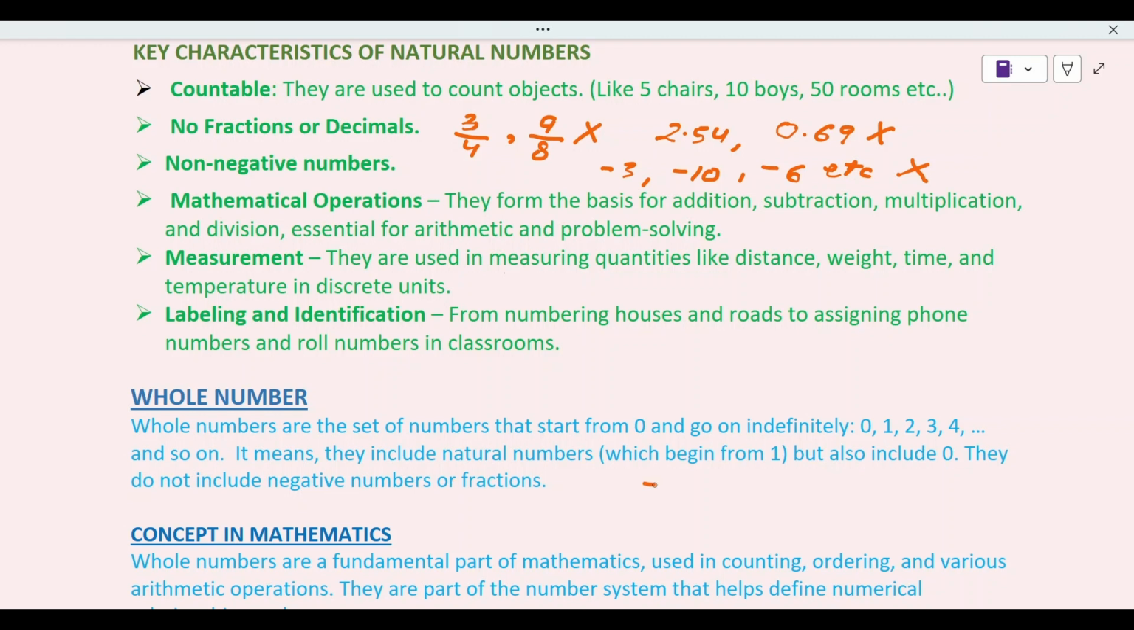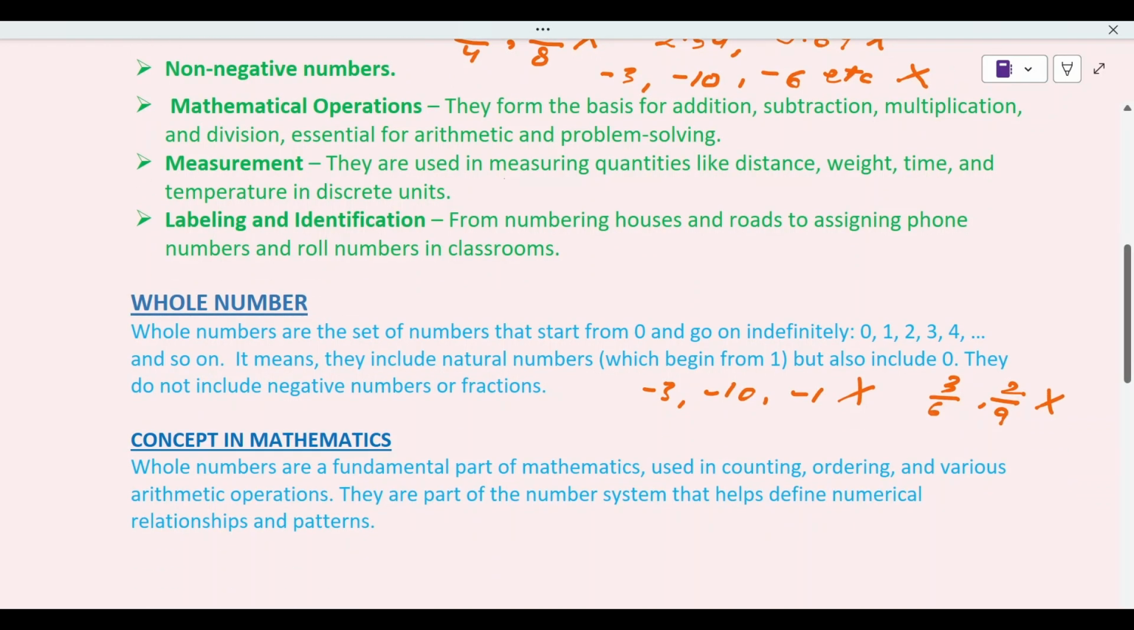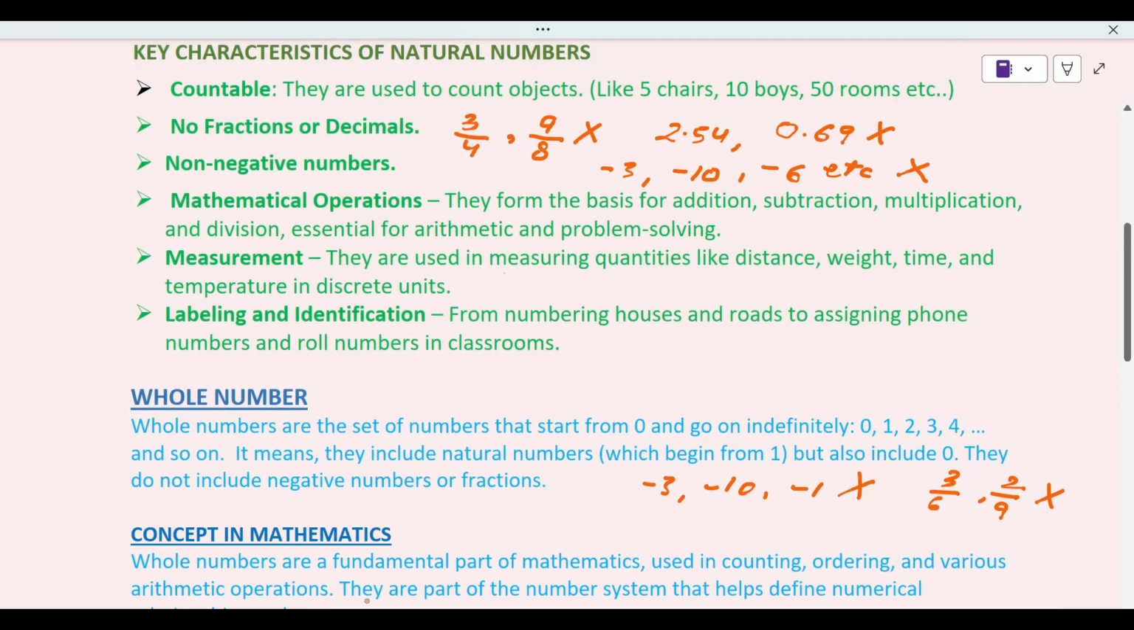Negative numbers like -3, -10, -1 are not included. And fractions like 3/6 are also not included. What is the concept of whole numbers in mathematics? Whole numbers are a fundamental part of mathematics, used in counting, ordering, and various arithmetic operations like natural numbers. They are the part of the number system that helps define numerical relationships and patterns.